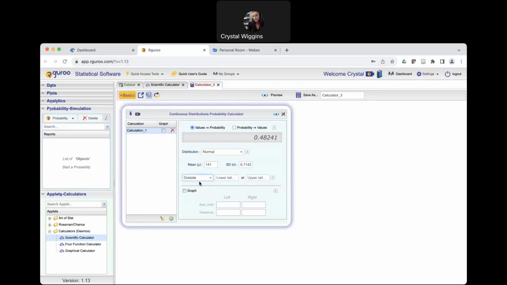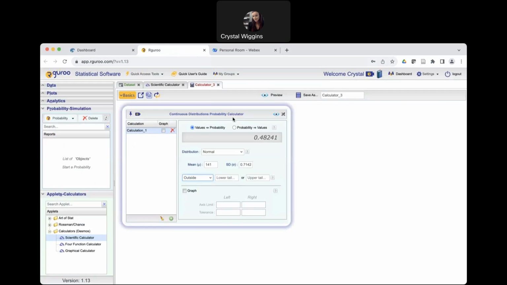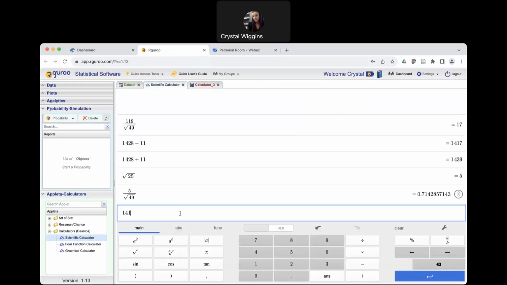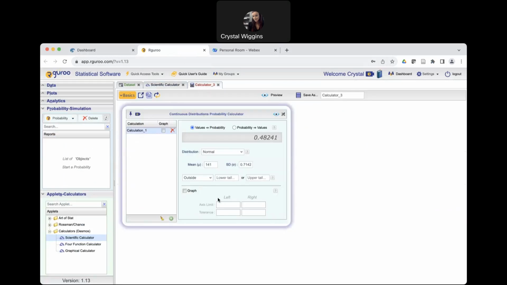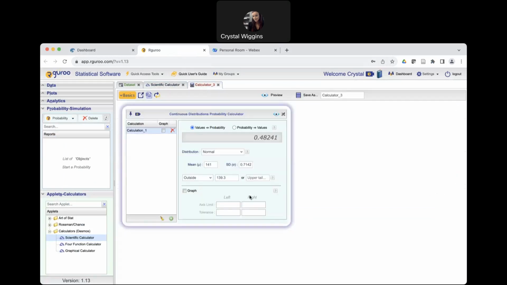If you forget to select this first, when you reselect something from this menu, it does clear out anything you've typed in the boxes previously. So you're going to want to make sure that you select your translation first. All right, so now I need my lower and upper limits. I need my differ amount. My differ amount was 1.7. I'm going to need to subtract that from the mean, and then I'm going to need to add it to the mean. So if I come over here, I'm going to have 141 minus 1.7 to get the first lower limit of 139.3. Then I will calculate 141 plus 1.7, and I get an upper limit of 142.7.